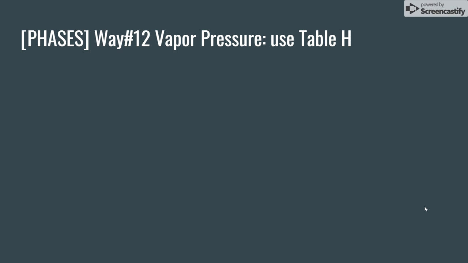This is way number 12 to pass the chemistry Regents, and it involves problems with vapor pressure. For problems with vapor pressure, you need to use Table H. Vapor pressure, if you don't already know, is the amount of pressure that a vapor exerts on the atmosphere as the liquid is evaporating, goes from liquid to gas. So let's try some problems.